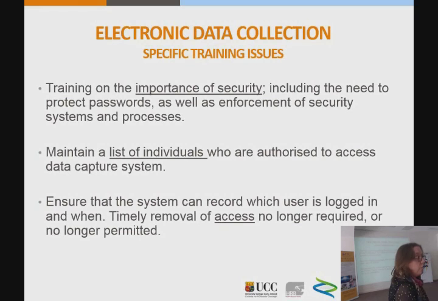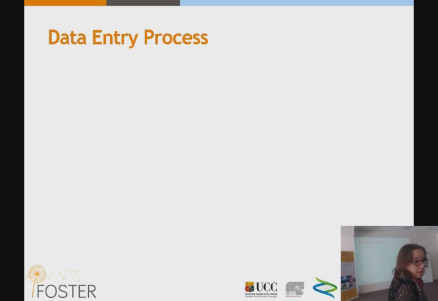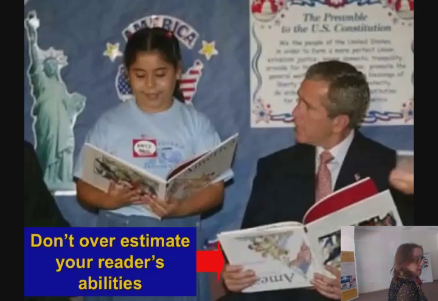So we need to maybe train a bit on the importance of security, so we're not exchanging passwords, ensuring nobody's giving their password to anyone. A list of individuals, again, who can access the database, what kind of forms they can access, and again, when they leave, because people leave work or move on, so we need a system in place to remove access if that needs to be. So we spent a lot of time developing all this, so we need to ensure that the data entry process is accurate, or what things can I put in place to make it easy for the person that's collecting the data.